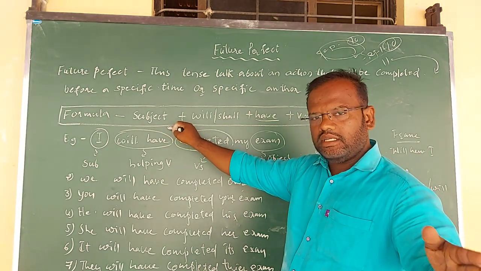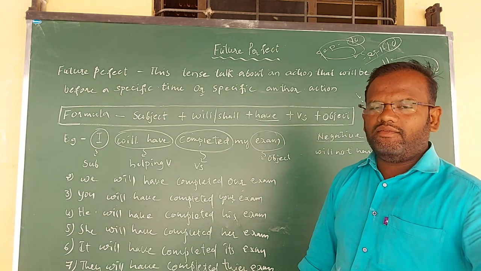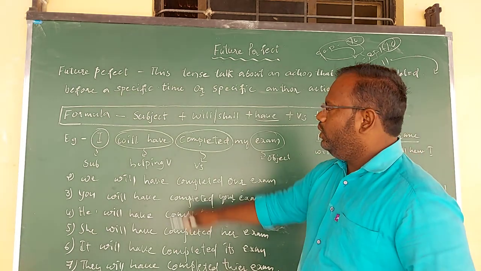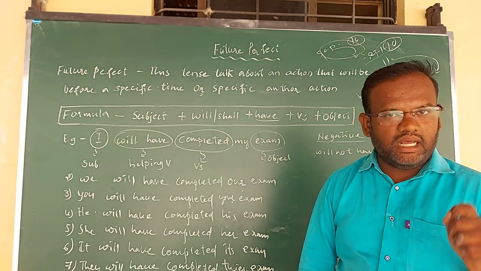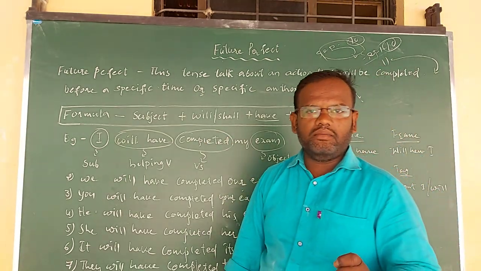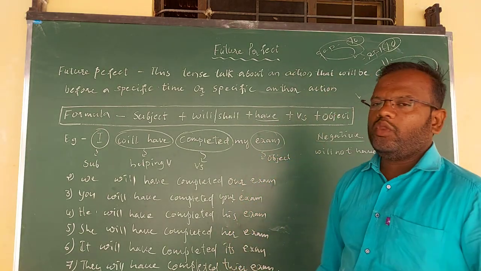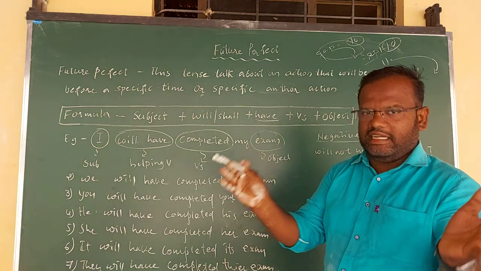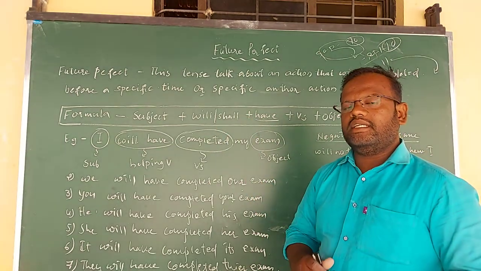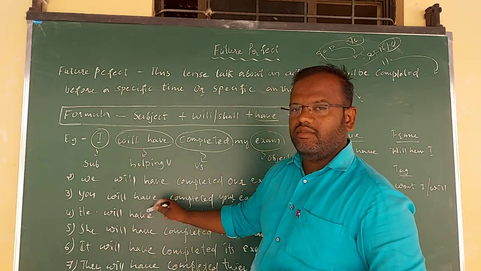Please note down the things in your notebook, whatever you have with you. It may be the rough book or else the grammar fair. Note down the things. So subject plus will or shall plus have plus third form of a verb, and finally object. With the help of this formula, let us create sentences. Let's see how the sentences can be formed. Focus on the examples given on the board.